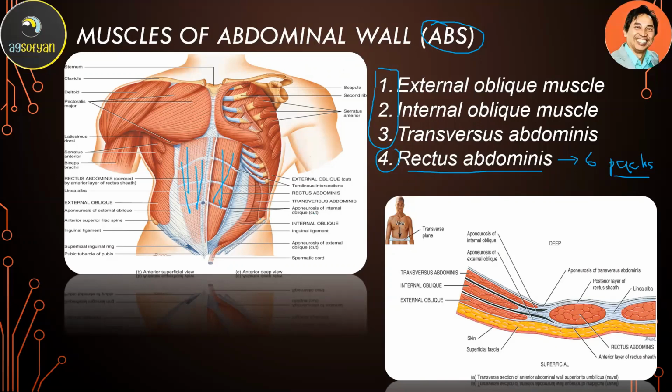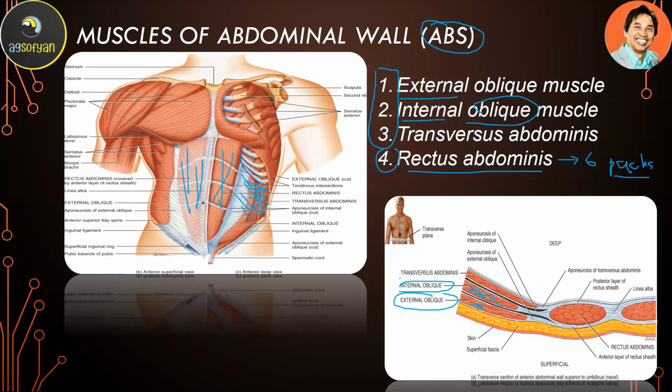Three of them are on the side, so there are actually three layers over here on the side. The outside layer is called the external oblique, going in one diagonal direction. It's not straight. And then there's the internal oblique, going in the opposite diagonal direction. Under the external oblique, there is a second layer, the internal oblique, going in the opposite direction, but still diagonal.